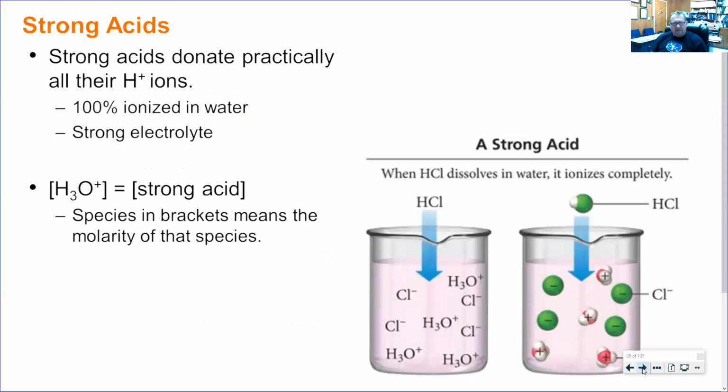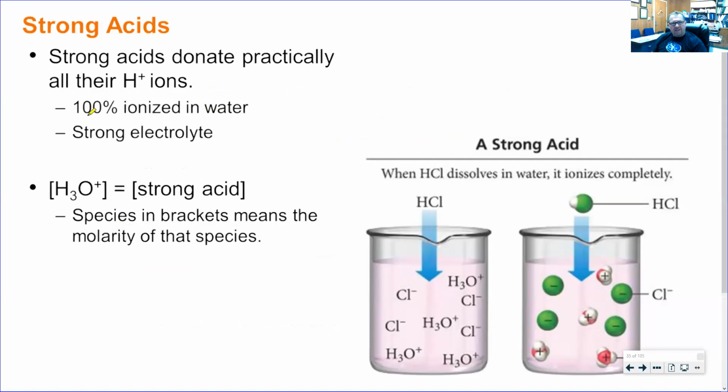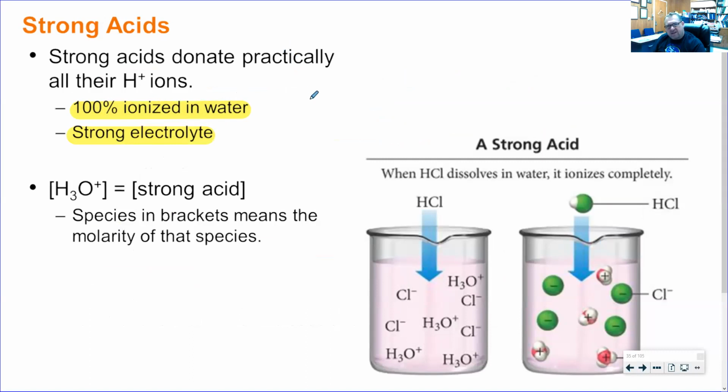Now, strong acids, just going back to what I emphasized on the previous page, and I'll do this quickly. Strong acid simply means that it's a strong electrolyte. It's 100% ionized in water. What that simply means, if we think about putting a value to that, is that the concentration of the strong acid, whether it's hydrochloric acid or nitric acid, is approximately equal to the concentration of the H plus in solution.